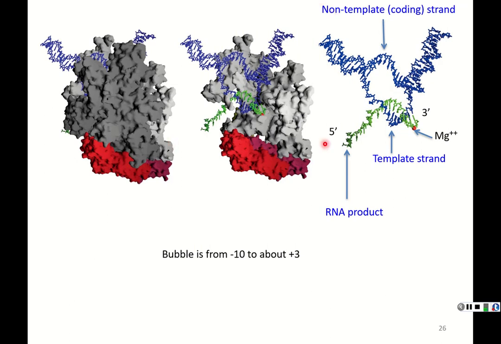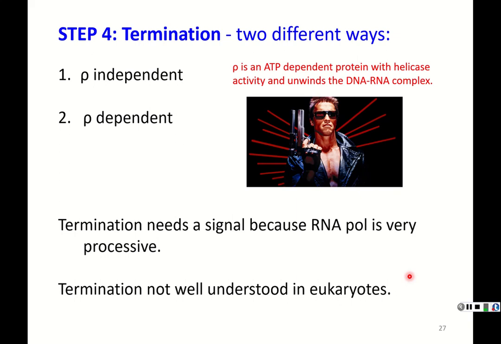This is a crystallography picture of this occurring. And here we have the polymerase subunits, and if we remove one of those to see what the DNA and the RNA look like, those are shown here. So this is kind of a cool, more realistic picture of what's happening. You can see here the bubble is from about -10 to about +3 in this case, right? So that would be something like 13, 14 base pairs that's unwound.